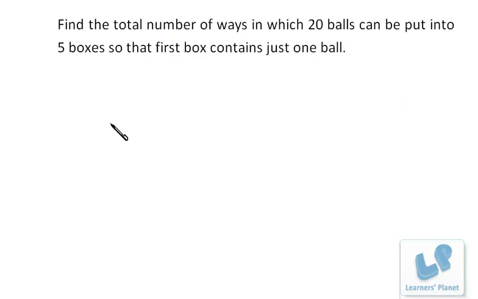Now friends, let's see this problem. Find the total number of ways in which 20 balls can be put into 5 boxes, so that the first box contains just one ball. Now we have the 5 boxes, but in the first box, we have to put just one ball. Any one of these balls can be put into this particular box, right? So we have 20 choices for a ball to put in this particular box.